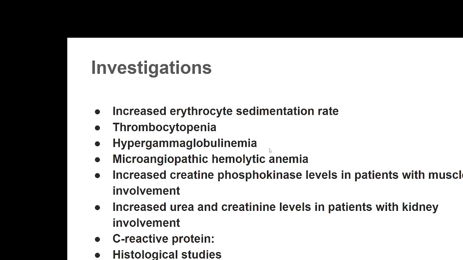Investigations which help in making the diagnosis of scleroderma are ESR being raised, thrombocytopenia, or gamma globulin being increased. If you go for the gamma globulin study, the immunoglobulin studies, it may show as such. Or hemolytic anemia may also be present. There may be increased CPK levels in patients who have involvement of the muscles, creatine phosphokinase, which we do. Or increased urea and creatinine levels in patients with kidney involvement. CRP would also be quite high.